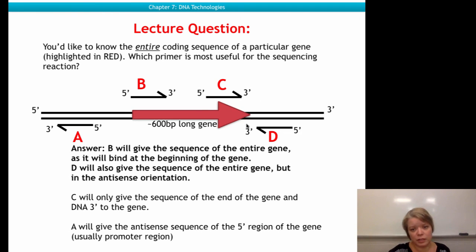C will only provide the sequence for the 3' region after the gene, and A will only provide sequence in this direction of the 5' region before the gene, not of the actual gene, so maybe where the promoter is lying.